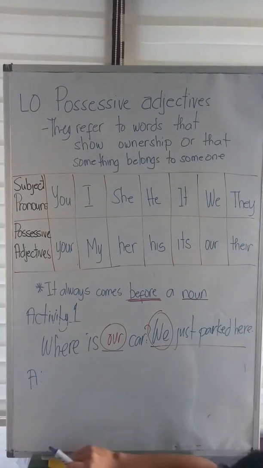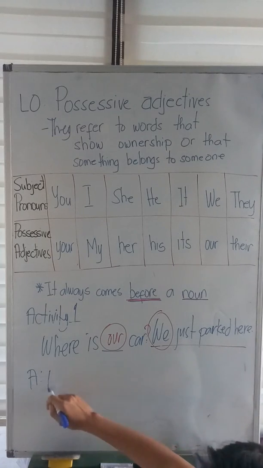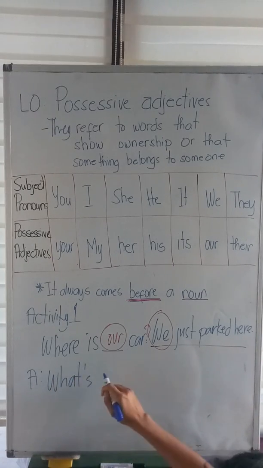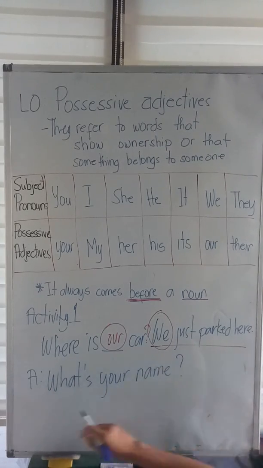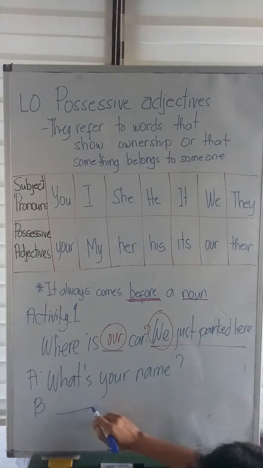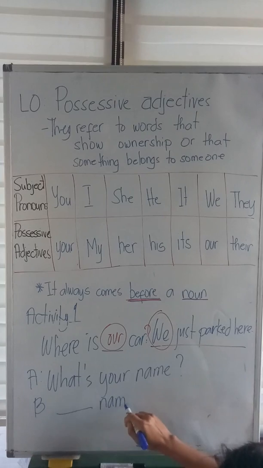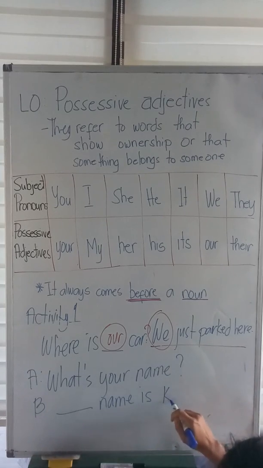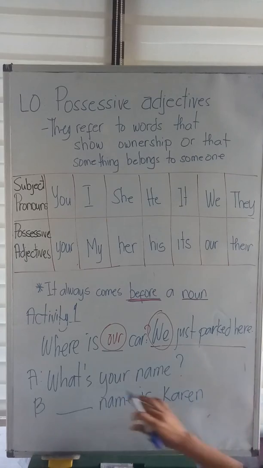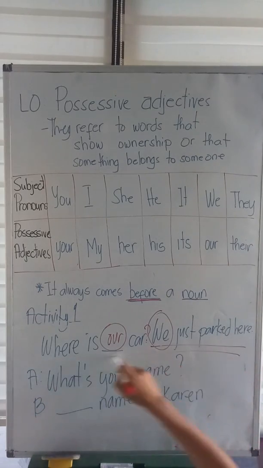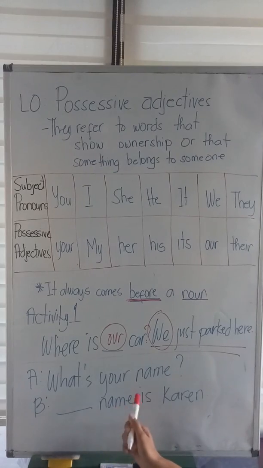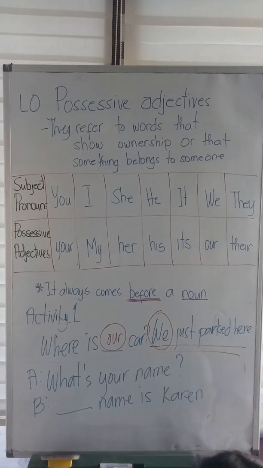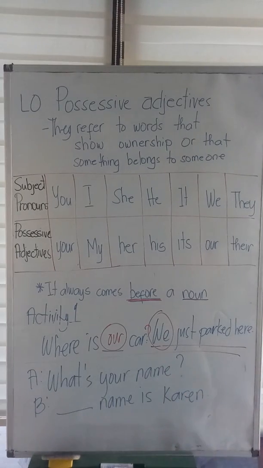you have a conversation here. Person A said, what's your name? Then person B said, blank name is Karen. So if this is the question, what's your name? B said, blank name is Karen. So you have to understand what we need to use here.